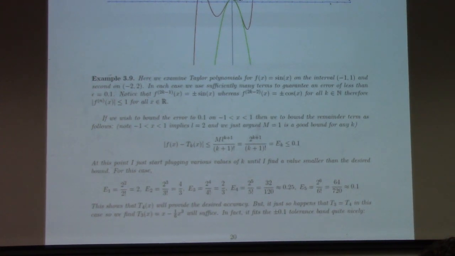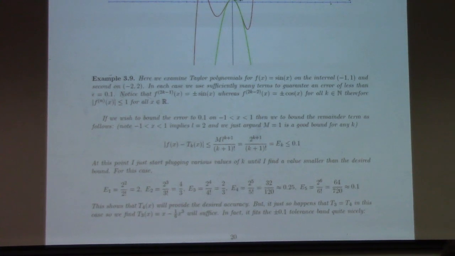So anyway, here's sine of x. And so I figure out that the error in the kth Taylor polynomial for sine is bounded by 2 to the k plus 1 over k plus 1 factorial when I run through it. Here m is equal to 1.